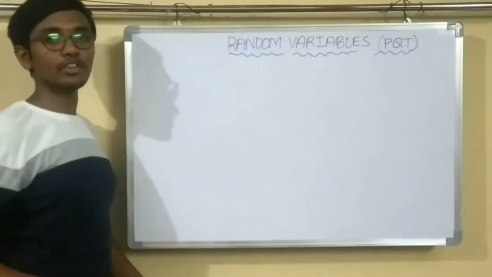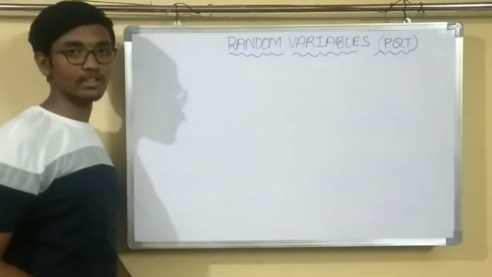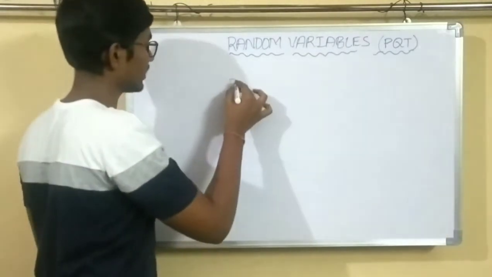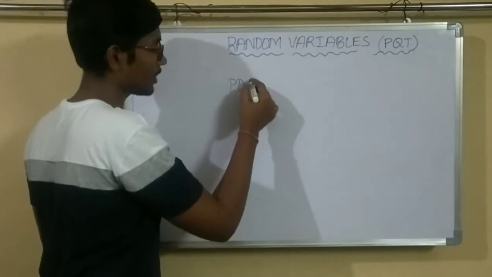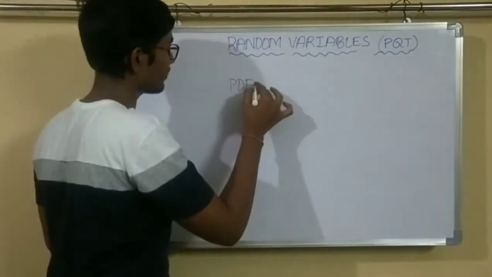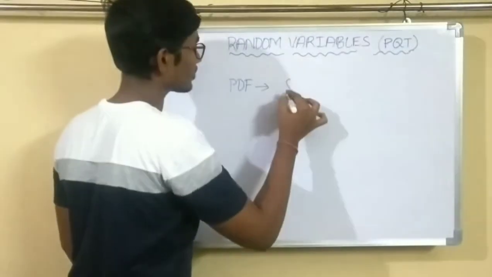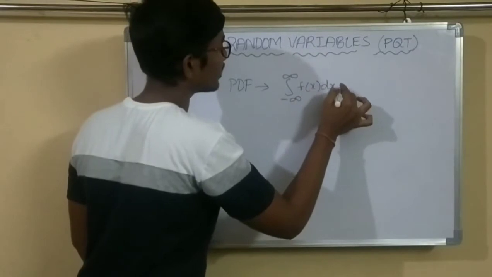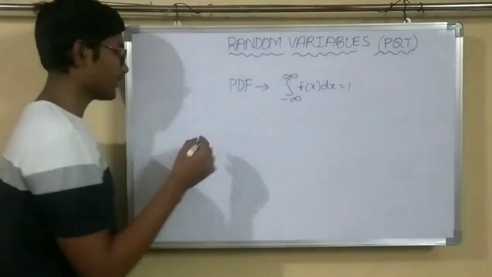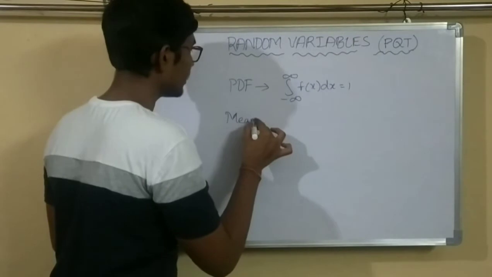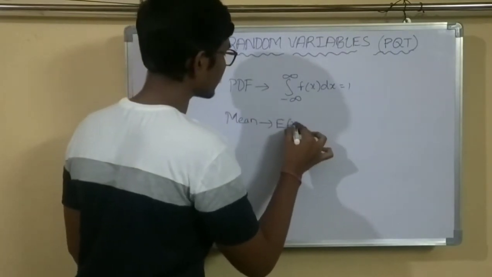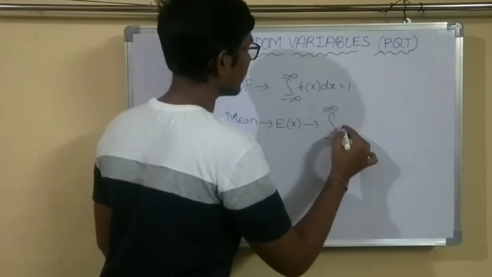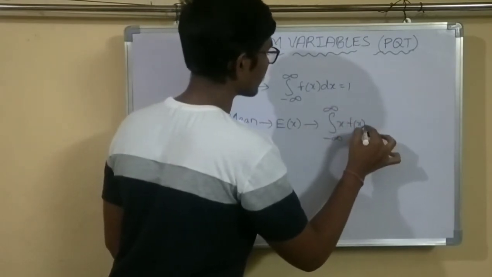Before going to the continuous random variable problems, let us once more revise the formulas regarding the continuous random variable. The formula for the PDF, that is the sum of the probabilities in a continuous random variable, is integration from minus infinity to infinity of f of x dx equals 1. This is the formula for the PDF, and the formula to find the mean is expectation of x, which equals the integral from minus infinity to infinity of x into f of x dx.